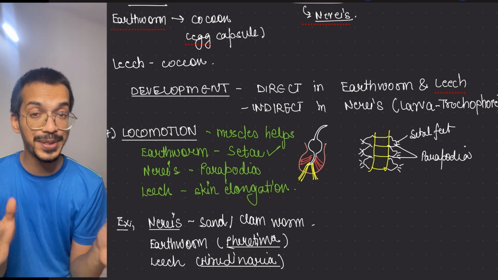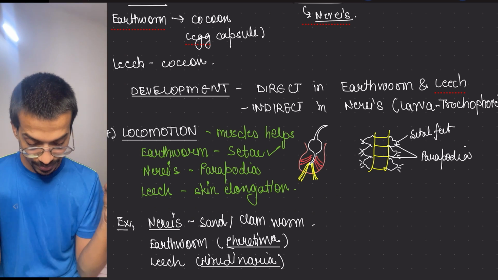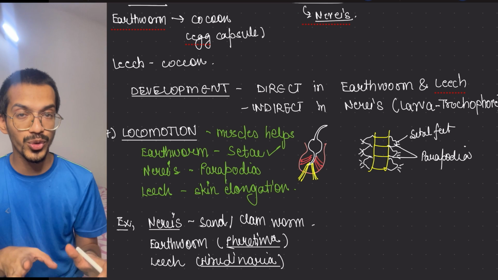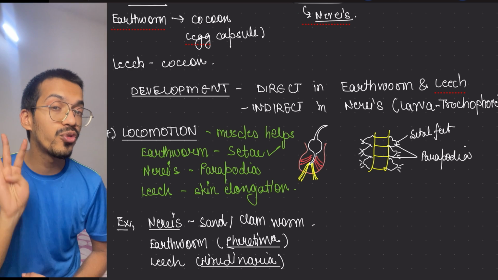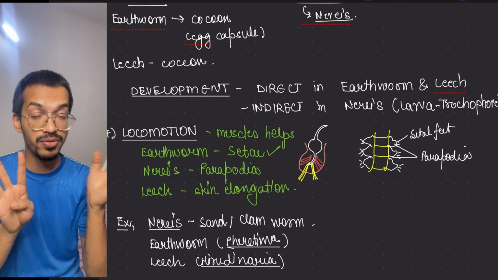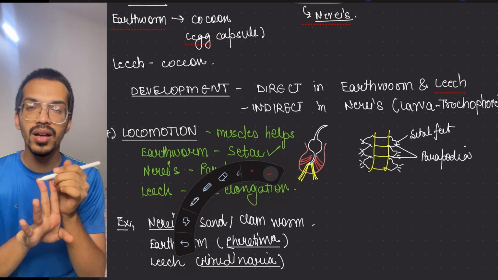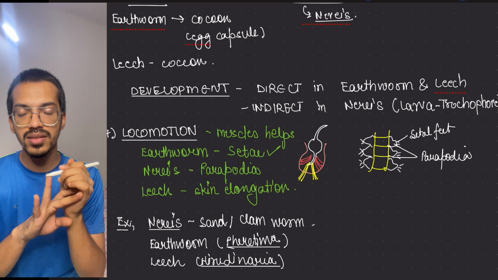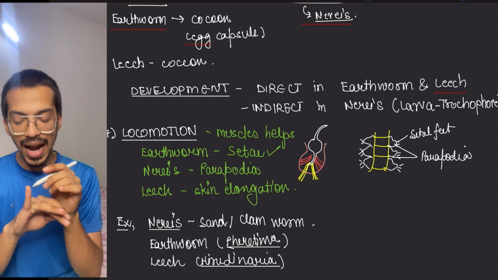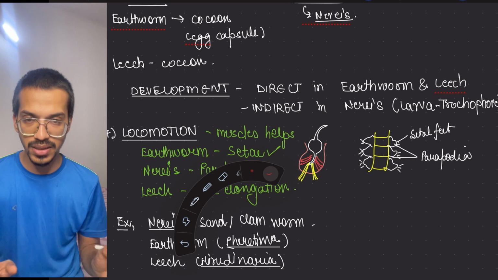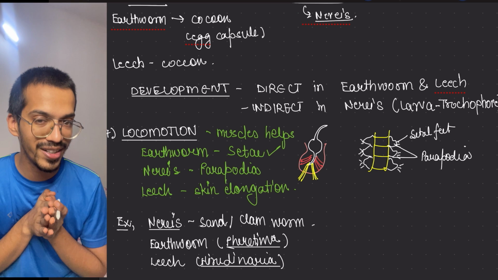With this, phylum Annelida is over. So we have completed four more phyla, that is Ctenophora, Platyhelminthes, Annelida, and Aschelminthes. I hope you have understood this video.